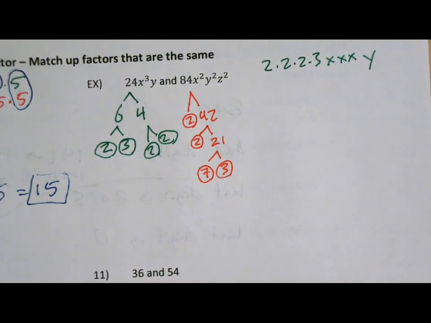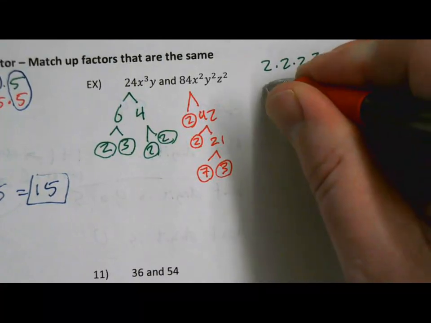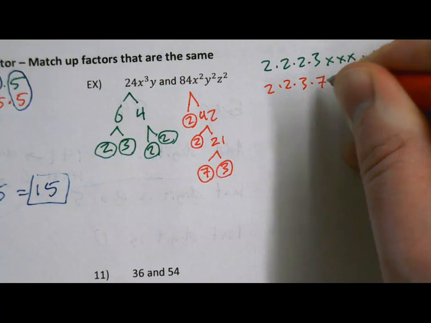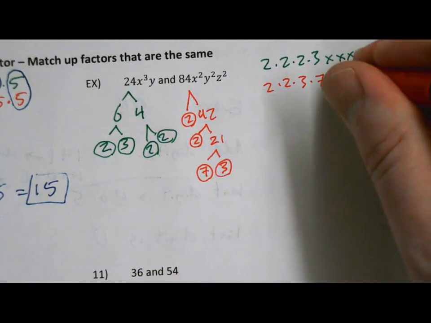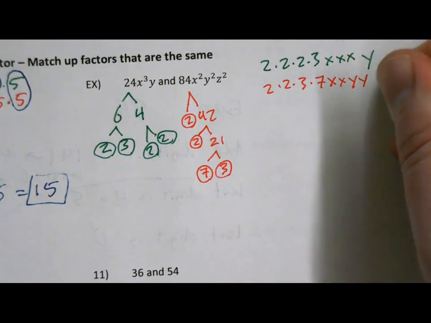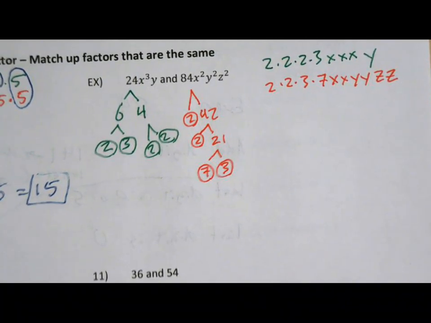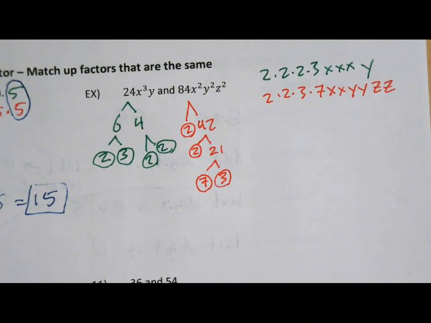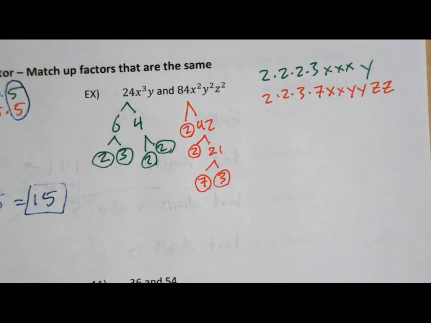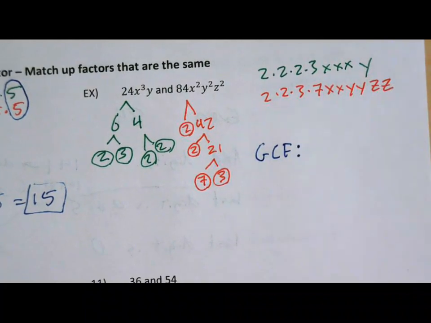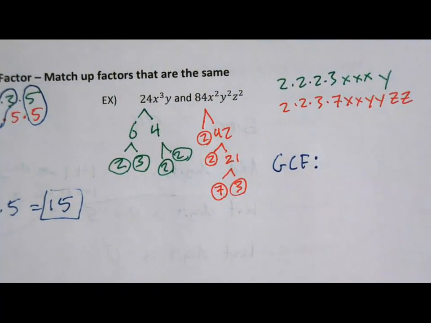So what do we got for this one? We got a 2 and a 2 and a 3 and a 7. And then what do we got? 2 x's, 2 y's, and 2 z's. All right, let's see what we can match up this time around. We're going to start building our GCF now. Pausing to make sure everybody's on the same page.